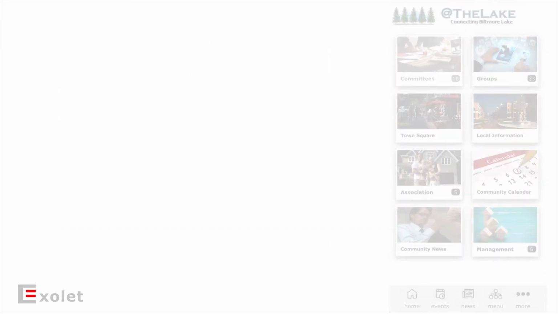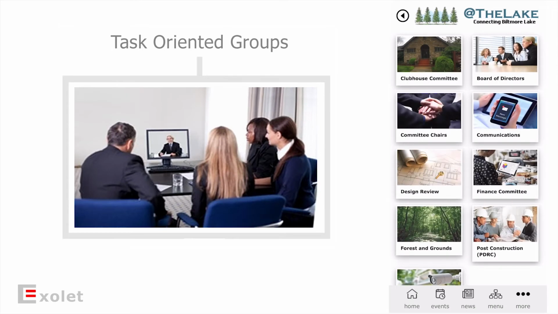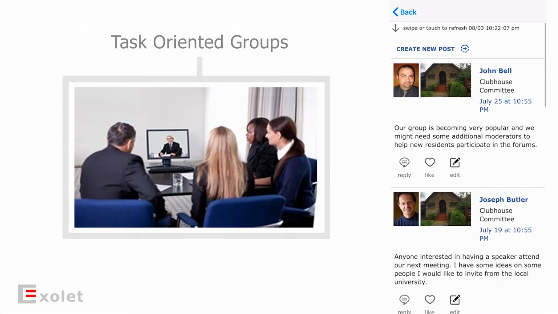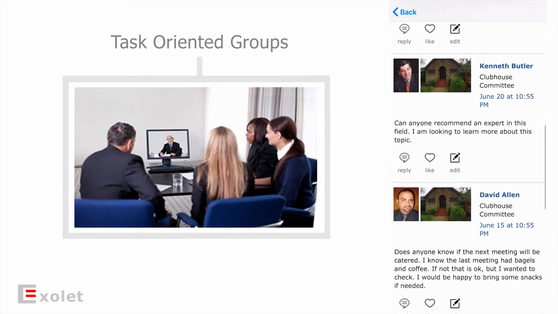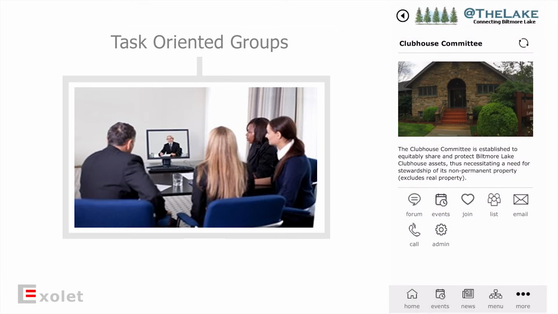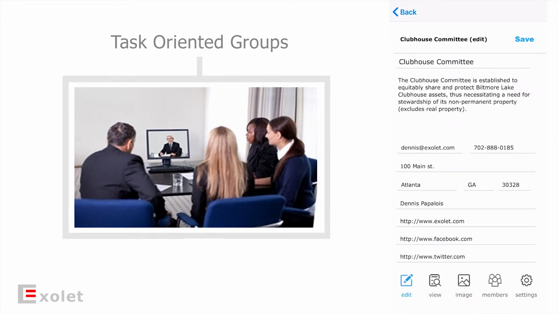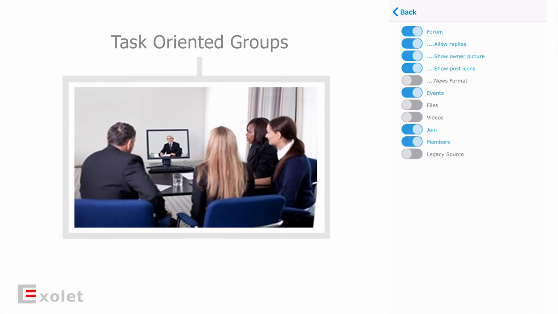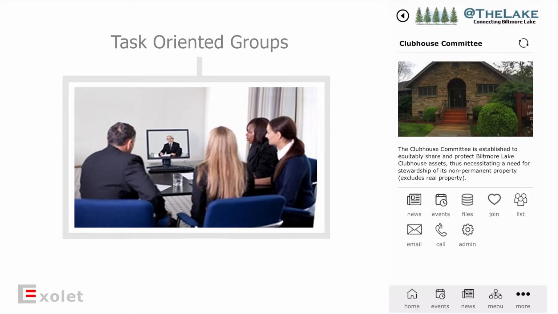A third type of group relates to specific responsibilities and purposes, such as committees. Each group can contain both private and public information. For example, we can create a Clubhouse committee group that allows committee members to post and share information. So as you can see, groups are the building blocks of our new system. They can be organized in categories and can have relevant features turned on or off. Groups can be public or private.